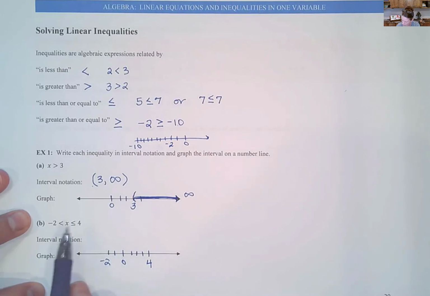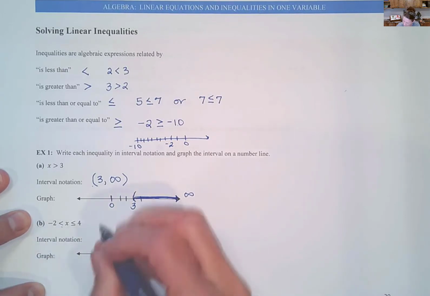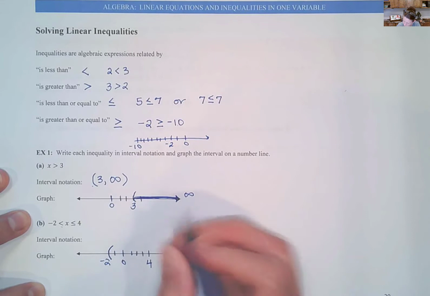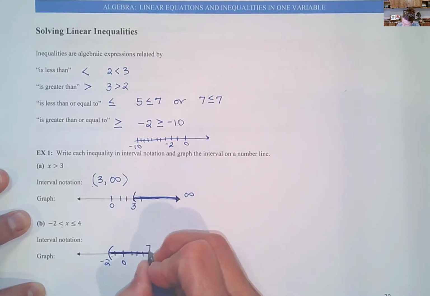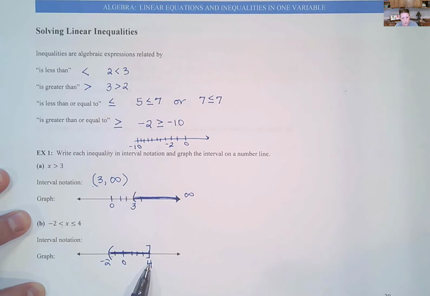We're going to include values that are greater than -2, but not including it, therefore use the parenthesis notation, up to and including 4. And the way that we show inclusion of an endpoint is with a bracket. So notice, with the strict inequality, we'll use a parenthesis. With the non-strict inequality, such as a less than or equal to, we're going to use a bracket to show that the endpoint is included.